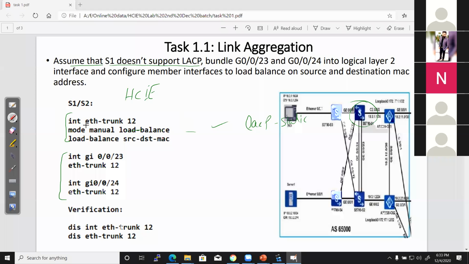So normally we create a trunk and give it any number. If we do it manually, we set the mode to manual load balancing, and then we map the member interfaces to a logical bundle, and that's it. It also says S1 does not support LACP. That means there are some switches in the Huawei market that don't support LACP. This is not a big deal.